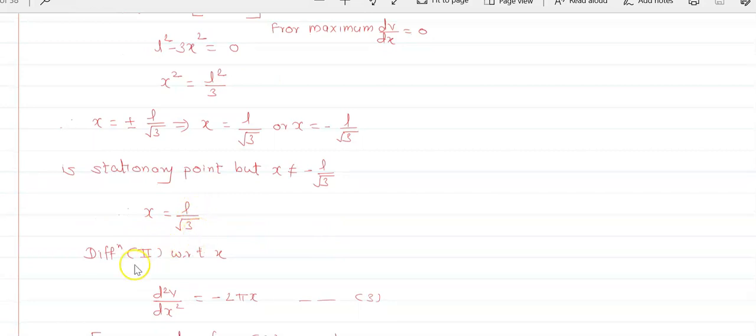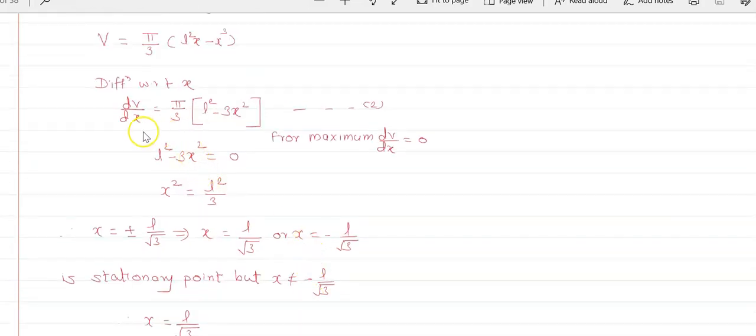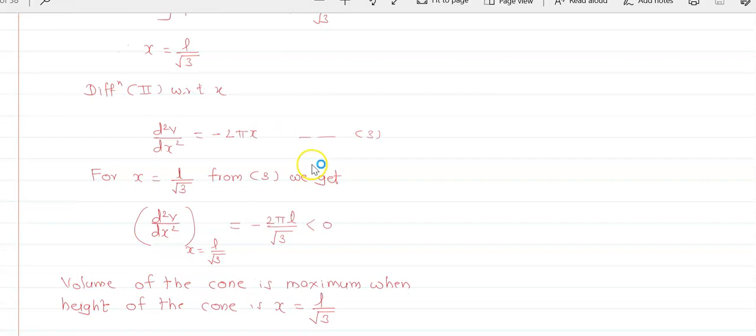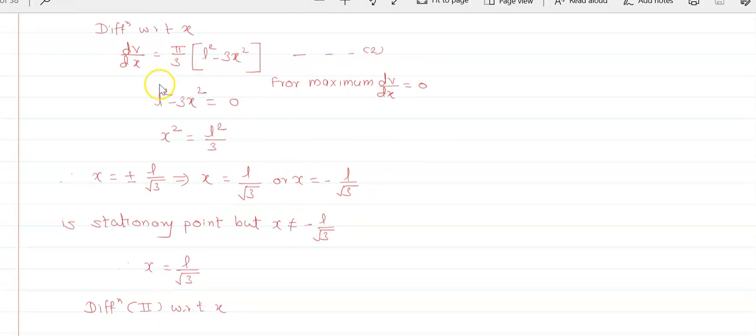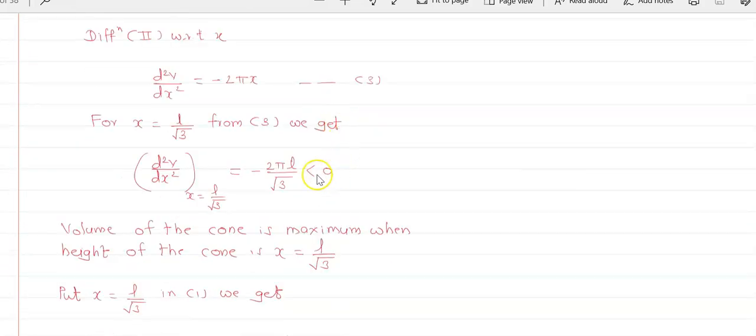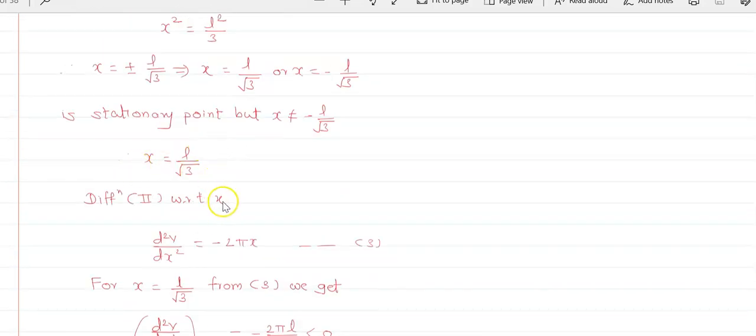Now differentiate again with respect to x. This is d2V upon dx square. The derivative of L square is 0 because it is independent of x, and the derivative of 3x square is 6x. So d2V upon dx square equals pi upon 3 times minus 6x, which is minus 2 pi x. This is equation number 3. But we have the value of x, L upon root 3.